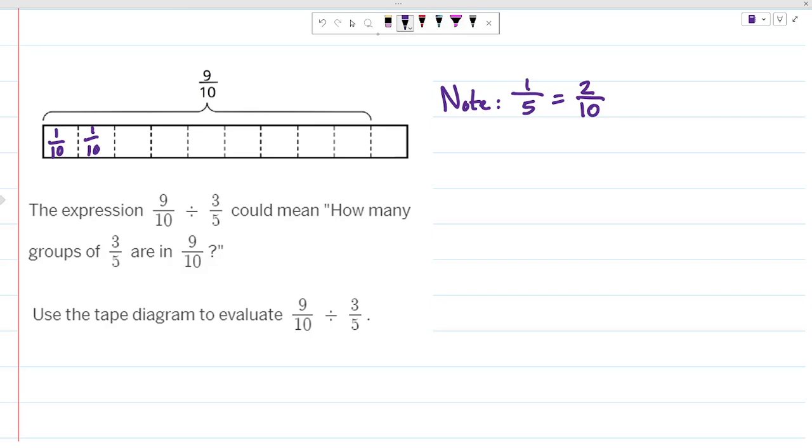So what I mean by that is, let's reset our tape diagram. So here, if we take two of these blocks, I'm going to separate these into two. So I'm putting a border around every two blocks. Then the size of each of these is 1/5.